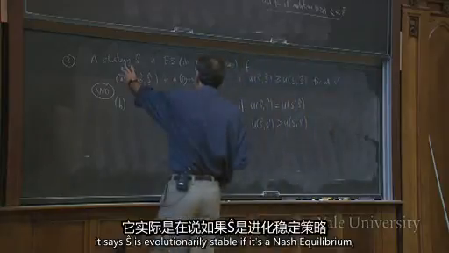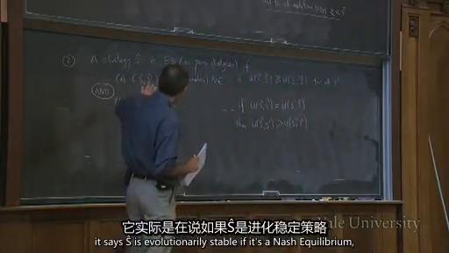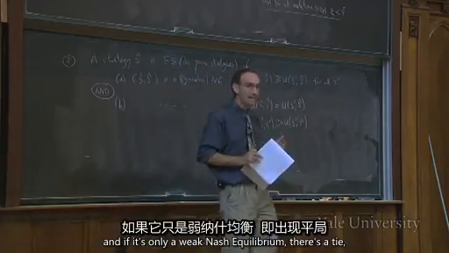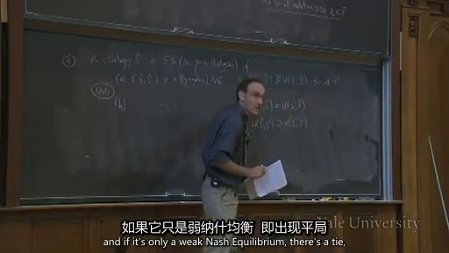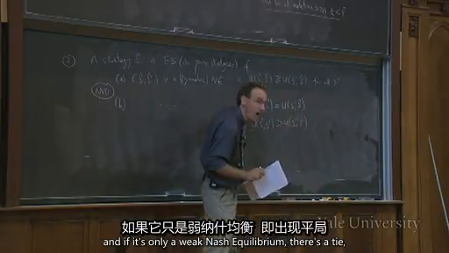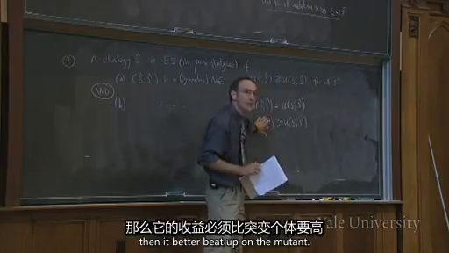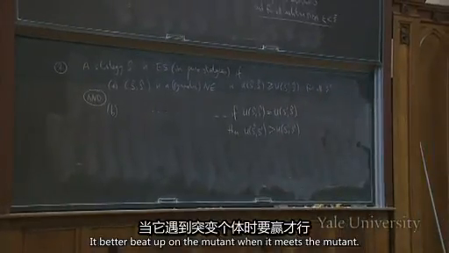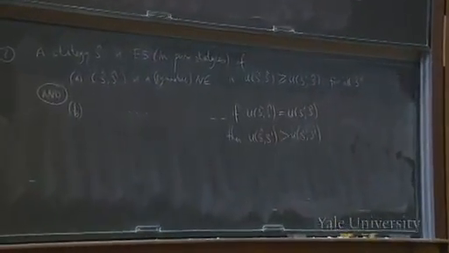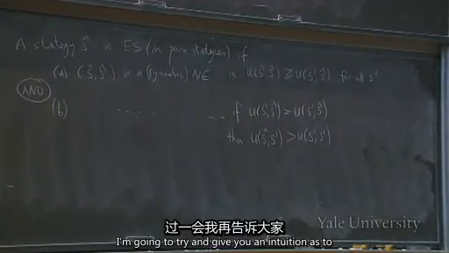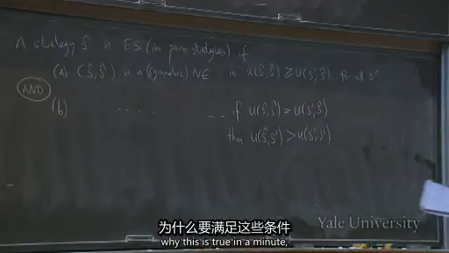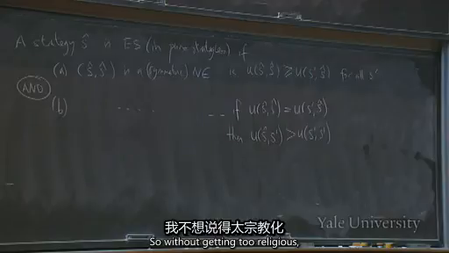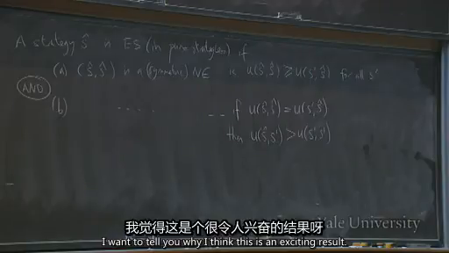So what it says again, it says S hat is evolutionarily stable if it's a Nash equilibrium. Right? That's basically this. And if it's only a weak Nash equilibrium, if there's a tie, then it better beat up on the mutant. Right? And it better beat up on the mutant when it meets the mutant. All right? So I'm going to try and give you an intuition as to why this is true in a minute. But first, I want to tell you why you should care about this. So without getting too religious, I want to tell you why I think this is an exciting result.